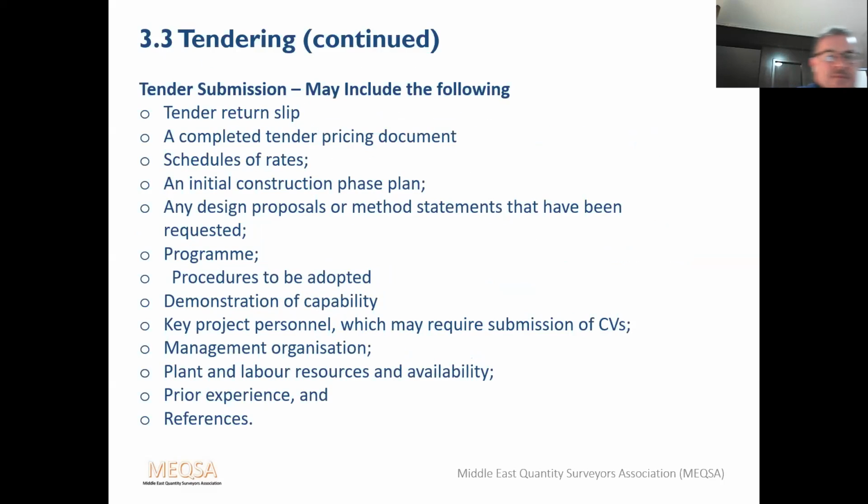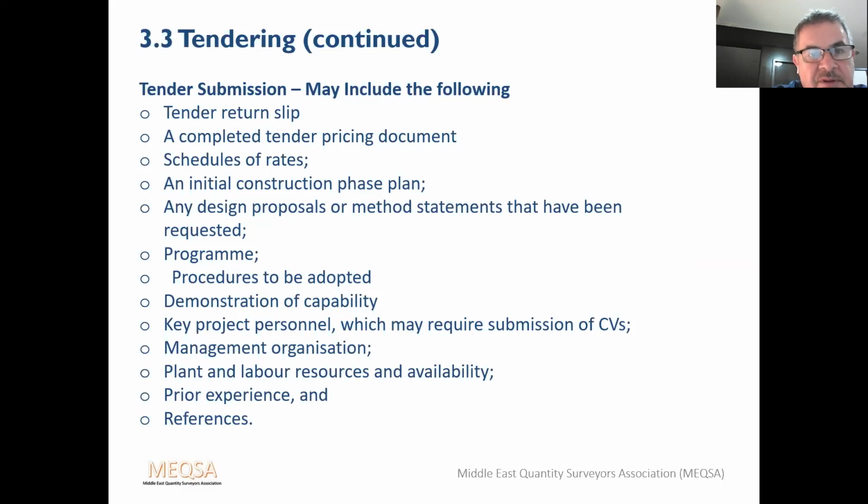So, the tender submissions. In response to the invitation to tender, invited tenderers will submit their tender, which will include their price for supplying the goods and services, along with proposals for how the client's requirements will be satisfied if these have been requested. The precise content of tenders will vary considerably, depending on the procurement route. However, here are some headings which may be included.